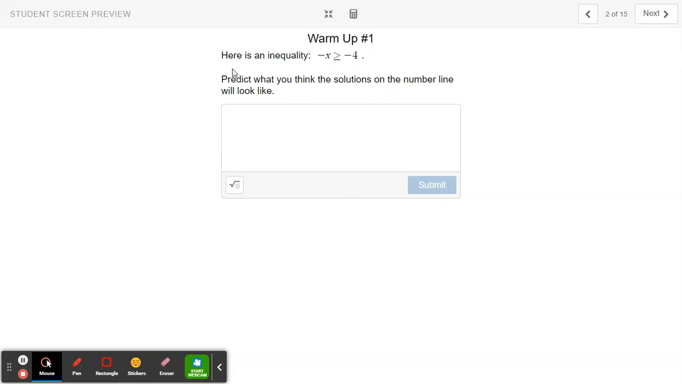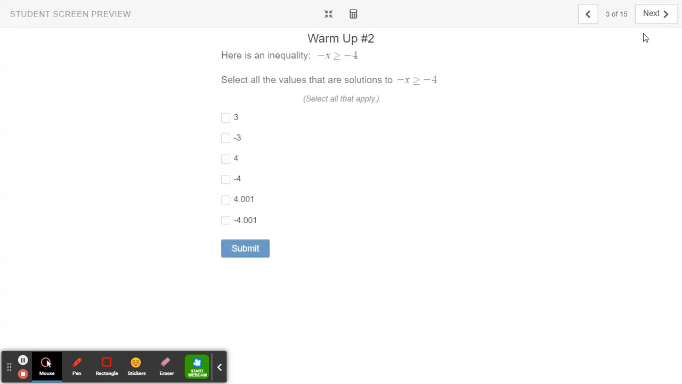So this is just a chance for you to make a prediction. What do you think the solutions for x, so that means the numbers we put in for x, will look like if we were to plot them on a number line? So go ahead, put in your prediction, hit submit, and let's move on to the next one.